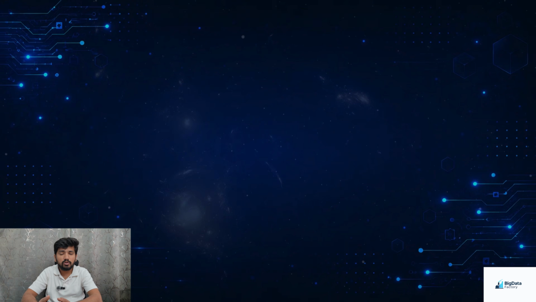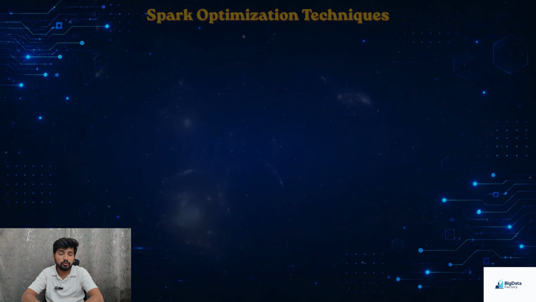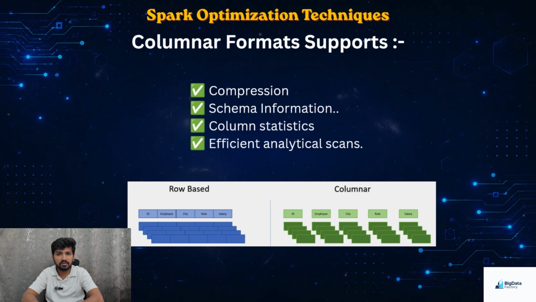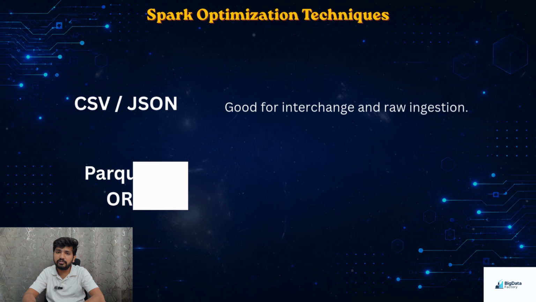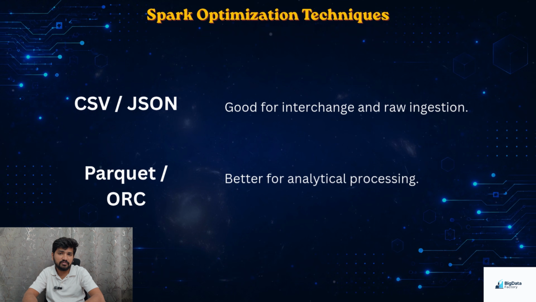The next technique is use columnar file formats. Predicate pushdown and column pruning work especially well with columnar formats such as Parquet and ORC. In row-oriented text formats such as CSV, Spark may need to read and parse complete rows even when only a few columns are required. Columnar formats store values by column. That means Spark can often read only the columns needed by the query. They also support compression, schema information, column statistics, and efficient analytical scans. So for repeated analytical processing, Parquet or ORC is generally a better choice than repeatedly processing CSV or JSON files.